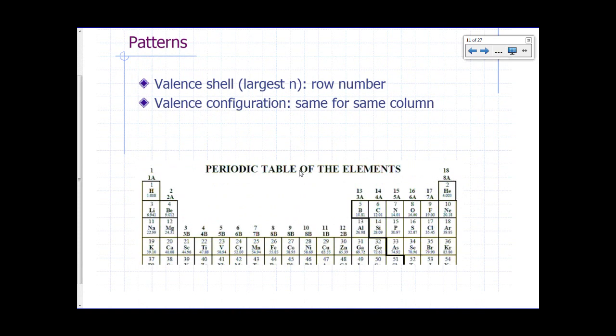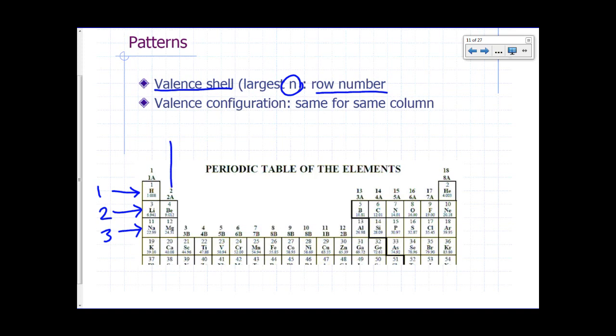Okay, let's look at some patterns in electron configurations. What you'll find if you examine electron configurations is that the valence shell, that's the largest N, valence meaning outermost electrons, those are the electrons with the largest N, corresponds to the row in the periodic table where the element belongs. So the valence shell for the elements in the first row is 1. Elements in the second row, the largest N you'll find for the occupied orbitals would be N equals 2. And for the third row elements, N equals 3, and so on.